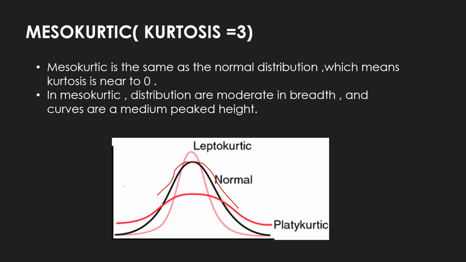So this is the leptokurtic curve, this is the platykurtic curve, and this is the normal distribution curve.